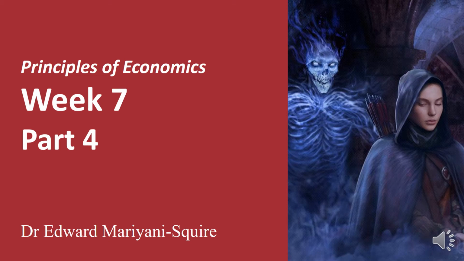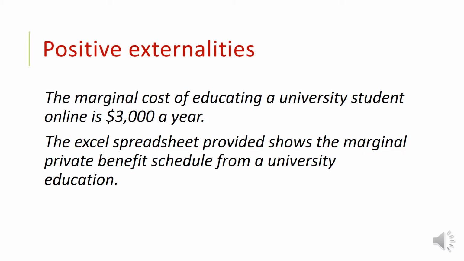Okay, so part 4 is about the positive externalities, and here we're talking about the positive externalities of education. So let's say that the marginal cost of educating a university student online is $3,000 a year. All the numbers we're going to look at here are just funny numbers, they're not realistic numbers. You should probably add a 0 to the end of that to get a more realistic number.